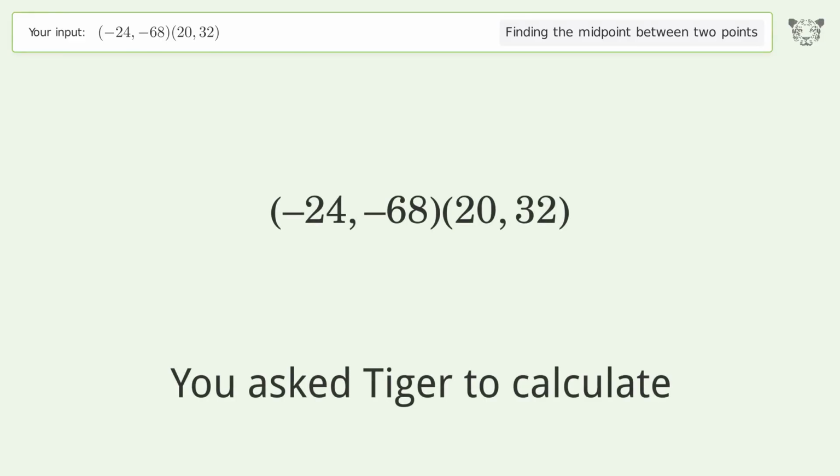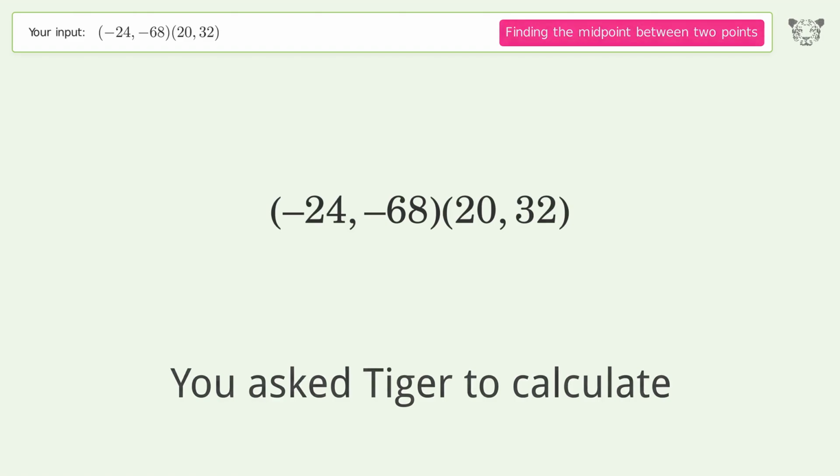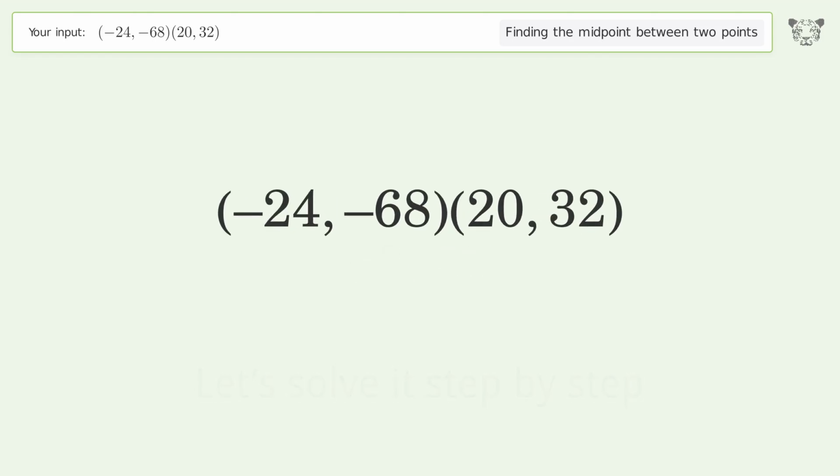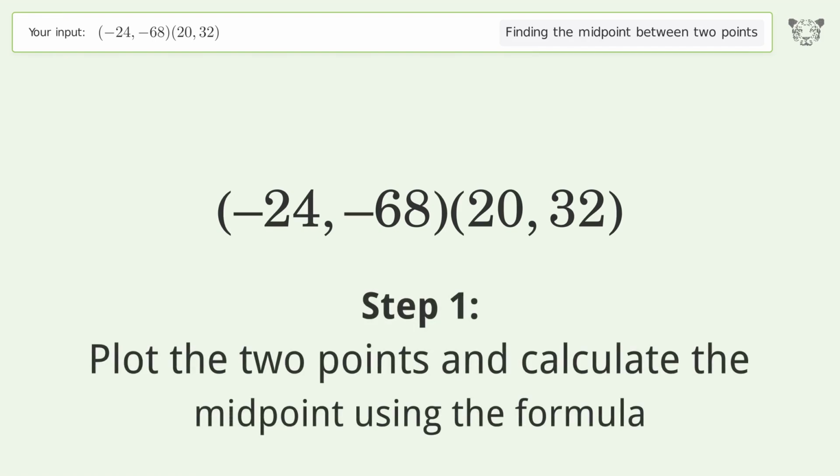You ask Tiger to calculate. This deals with finding the midpoint between 2 points. The midpoint between the 2 points is -2, -18. Let's solve it step by step. Plot the 2 points and calculate the midpoint using the formula.